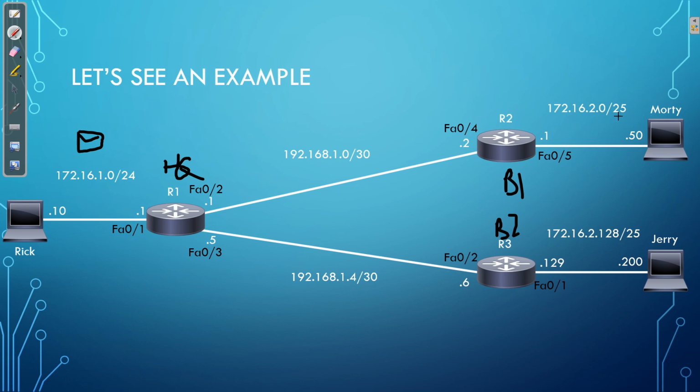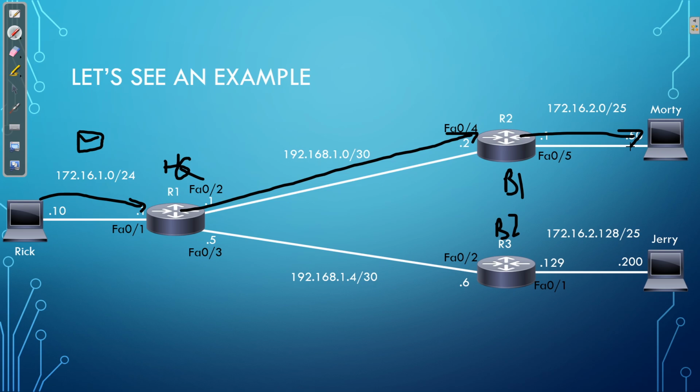And you may be thinking, well, that's going to be pretty simple. The email just flows from Rick all the way to R1. From R1, it flows all the way to R2. And from R2, it flows all the way to Morty. Now, that does look simple. However, the traffic doesn't even get past R1. And you're thinking, well, wait a minute, why doesn't it get past R1? It's a pretty simple route. And this is the reason why.